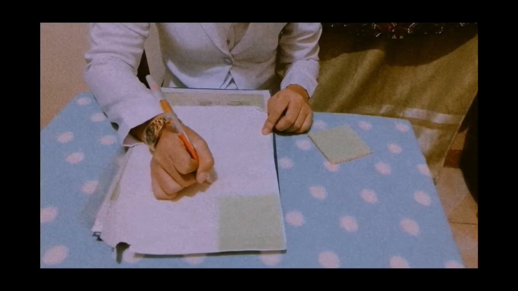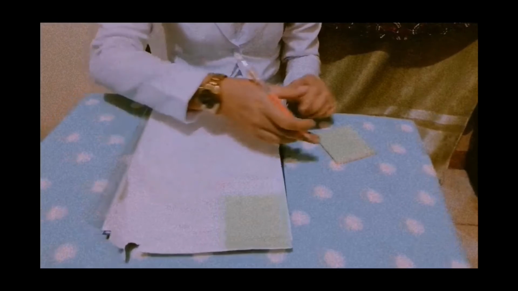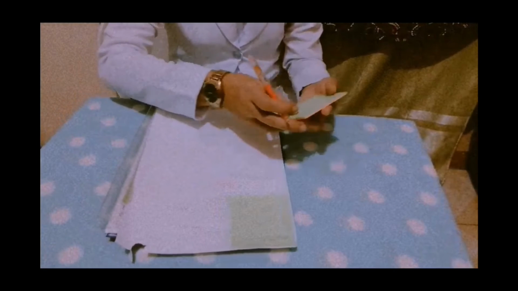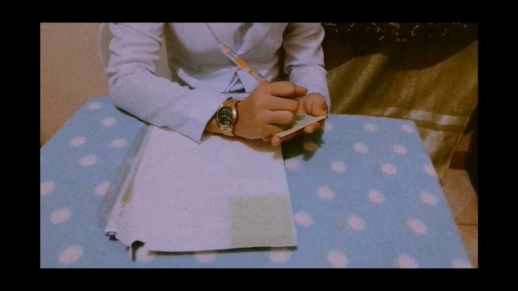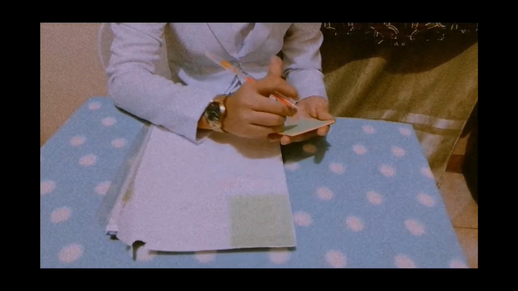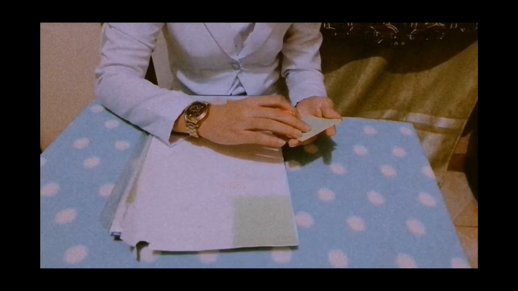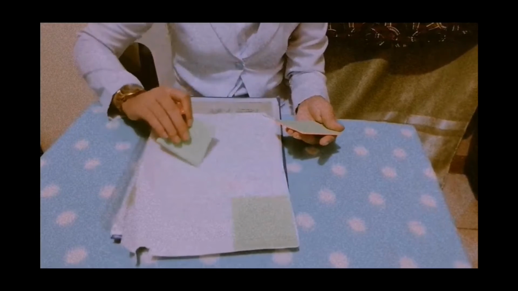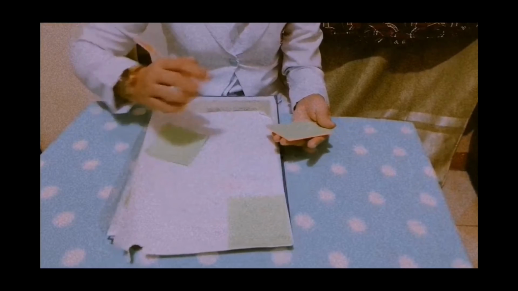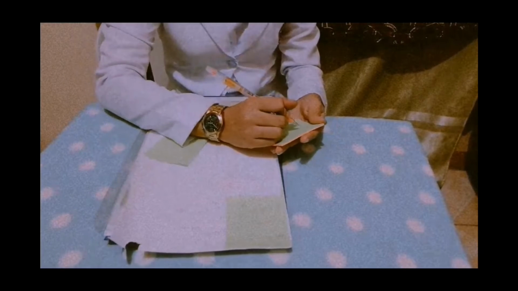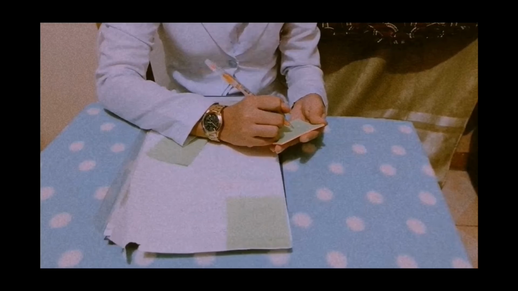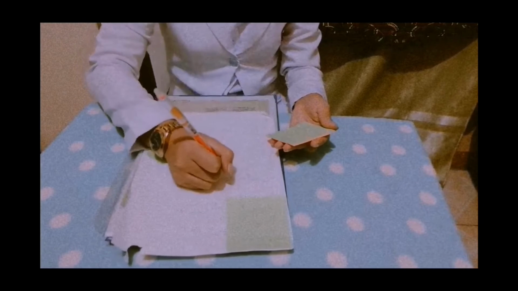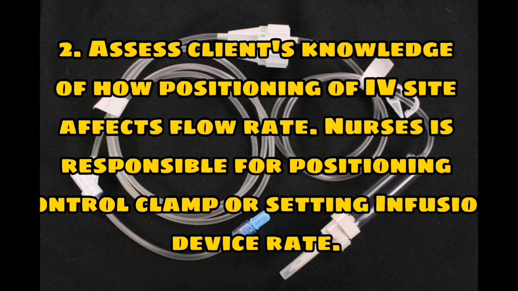The first procedure of regulating flow rate is to review accuracy and completeness of physician's order and client's medical record for client name and correct solution. Type, volume, additives, rate, and duration of IV therapy. Follow 10 rights of drug administration. This is to ensure that correct IV fluid is administered.